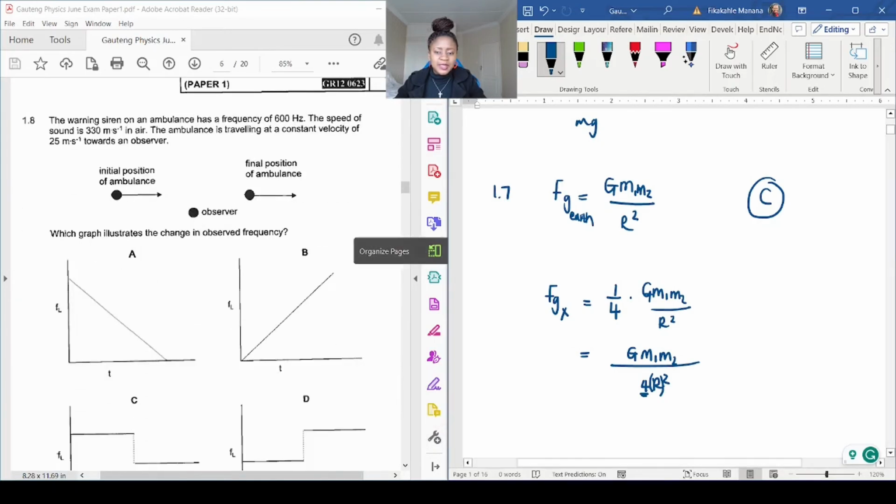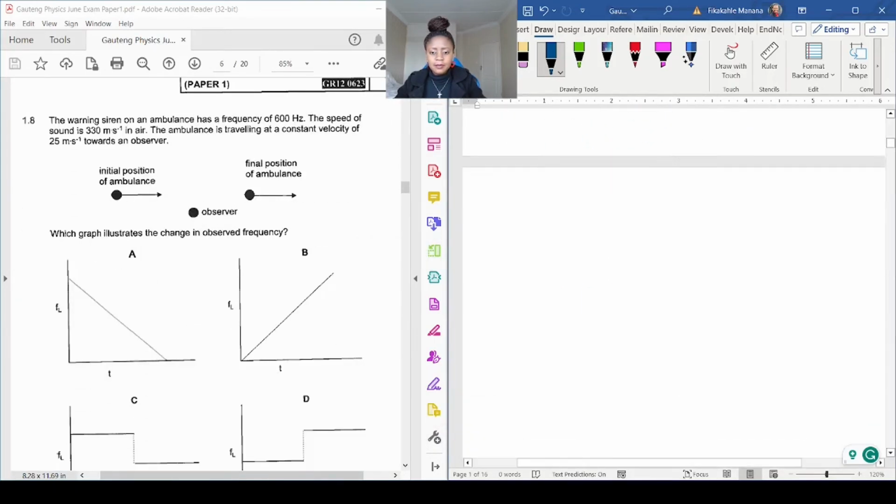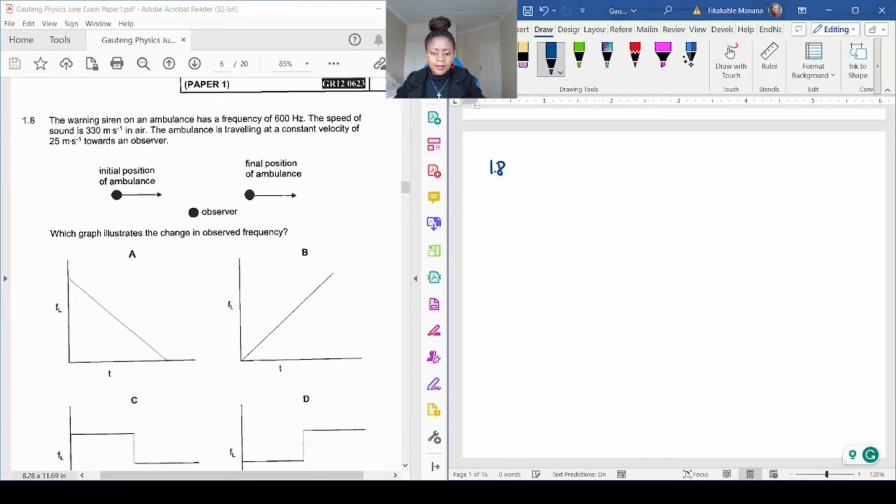Okay, and then 1.8. The warning siren on an ambulance has a frequency of 600 hertz. All right, so if you are inside the ambulance, you always hear 600 hertz. The speed of sound is 330 meters per second in air. The ambulance is traveling at a constant velocity of 25 meters per second towards an observer.